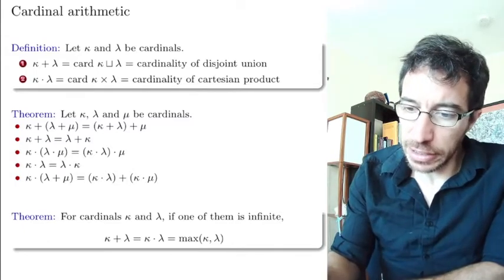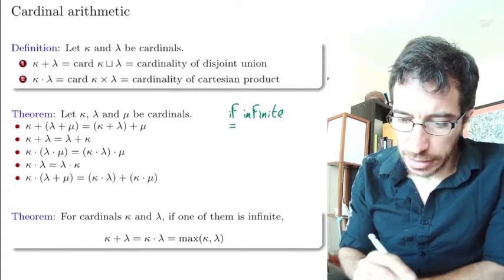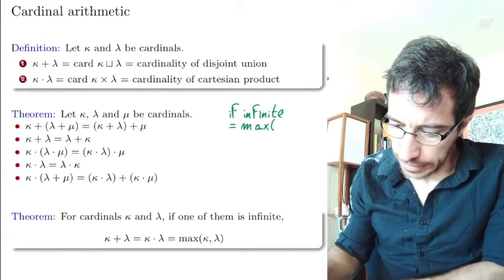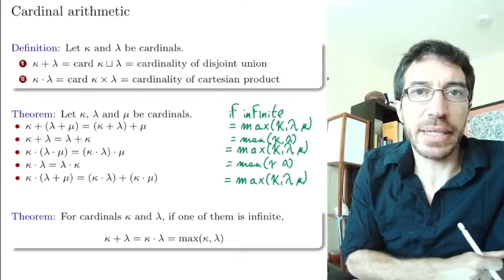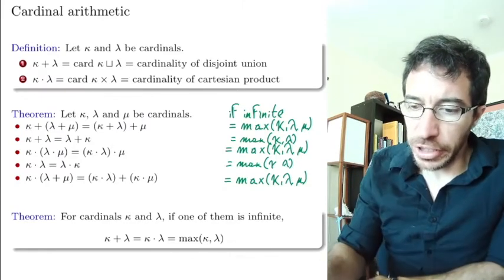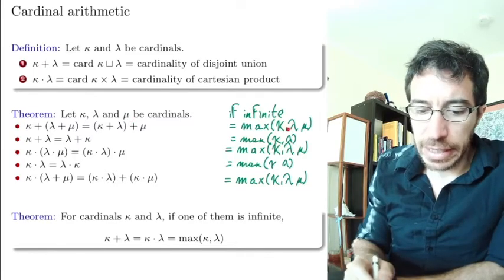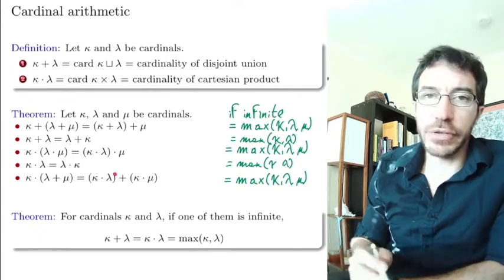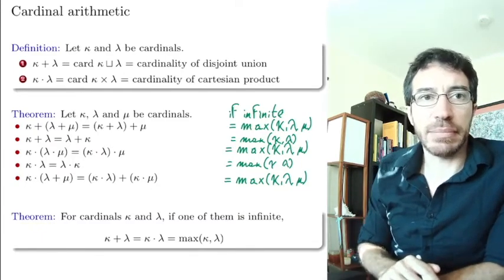So in particular, in these cases up here, if these cardinals are infinite, you get that both of these things are equal to the maximum of kappa, lambda, mu. In the case when the cardinals kappa, lambda and mu are infinite, all these equations up here are just equal to the maximum of the cardinals. So they are all trivially resolved, in the sense they're just the maximum of the two of them.